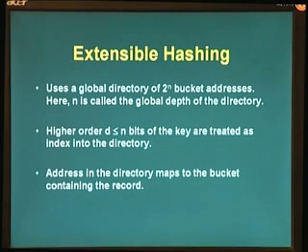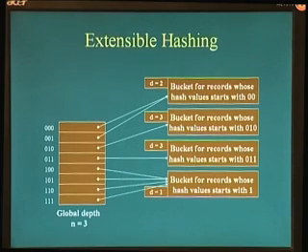Extensible hashing uses what is termed a global directory of 2 power n bucket addresses, where n is called the global depth of the directory. Each bucket is uniquely identified by some set of higher order bits, d number of bits, where d is less than or equal to n. Buckets are split and merged whenever they overflow or underflow, and correspondingly n, the global depth, is either increased or decreased.